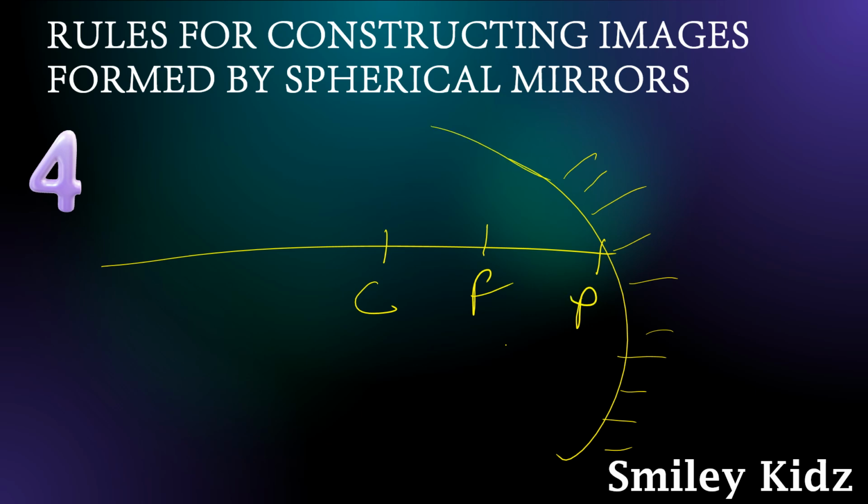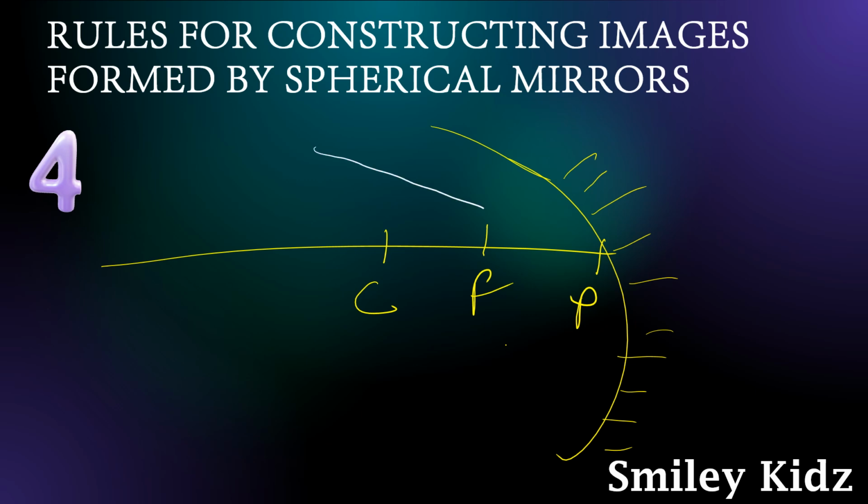In the previous 3 rules, we have seen all about the center of curvature and focus. Now what is the thing which is left out? Well, yeah, it is the pole of the mirror. What happens to the light ray when it strikes the pole and makes the reflection? That is what we're going to see in rule number 4.